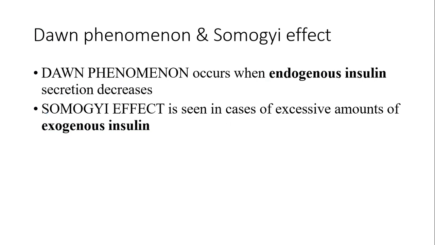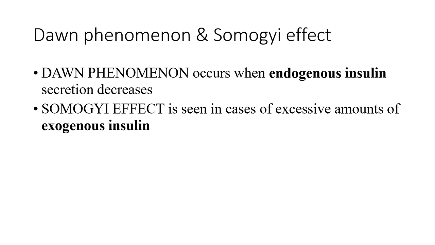There are two things called the Dawn phenomenon and the Somogyi effect. This is the reason why, in monitoring blood sugar, it is very important to use fasting blood sugar rather than random blood sugar, because random blood sugar is affected by other conditions.